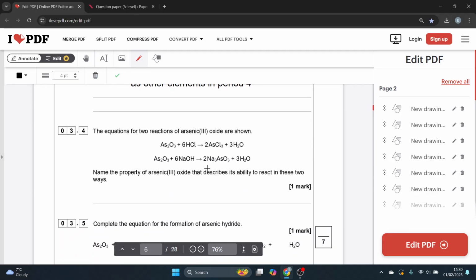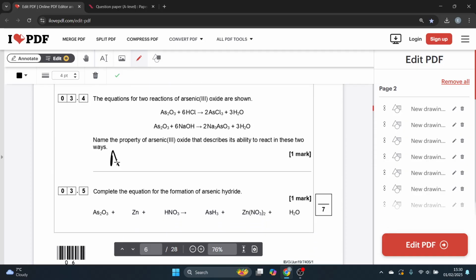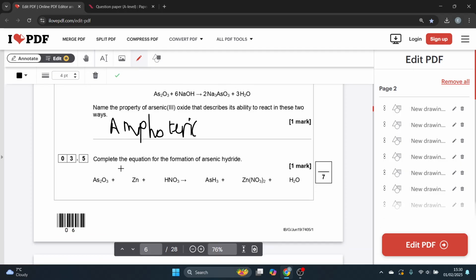Name the property of arsenic 3 oxide that describes ability to react in these two ways. It's obviously going to be amphoteric. Amphoteric. And then just balancing this equation, so it should be 6 here, 12 here, 2 here, and 6 here, and also 3 here. 6, 12, 2, 6, 3.